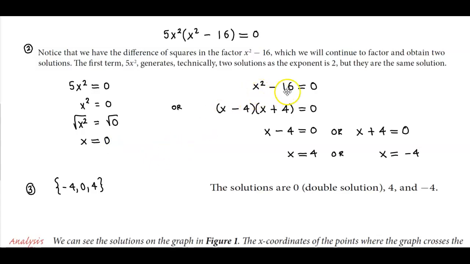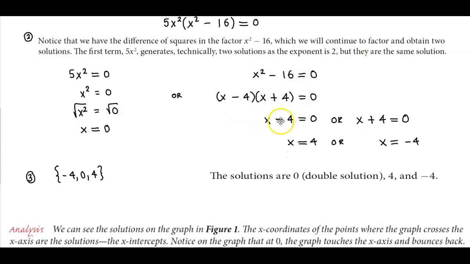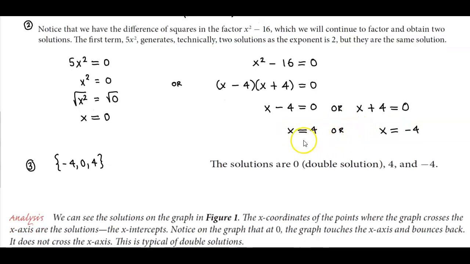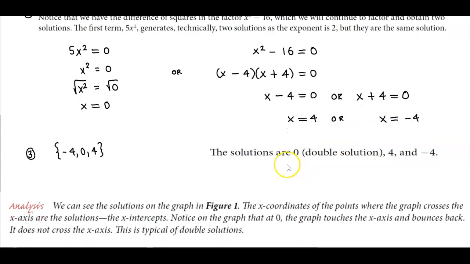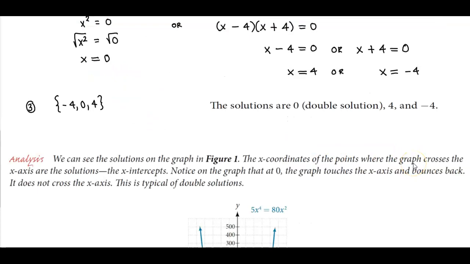On this side, we have x squared minus 16 equals 0. Now we can either factor and set them both equal to 0, or we can use the square root property, whichever way you want to go. x minus 4 times x plus 4 equals 0, so we have x minus 4 equals 0, or x plus 4 is equal to 0. Getting the 2 solutions, x equals 4 or x is equal to negative 4. So the solutions are 0, which is a double solution, 4 and negative 4.